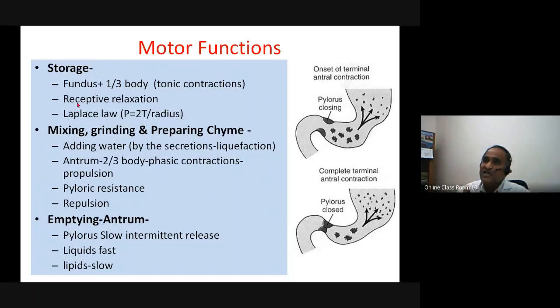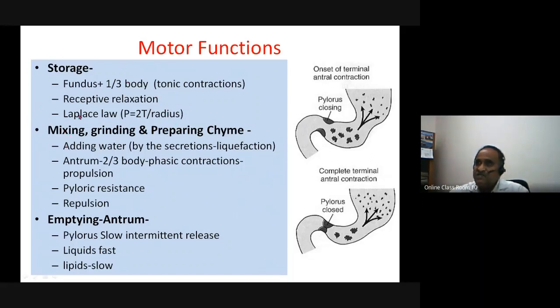And this is aided by the physical aspect of the hollow viscus, that is Laplace's law, where the pressure within the lumen is equal to twice the tension divided by the radius of that particular lumen. So that means the pressure does not change as much if you change the radius.